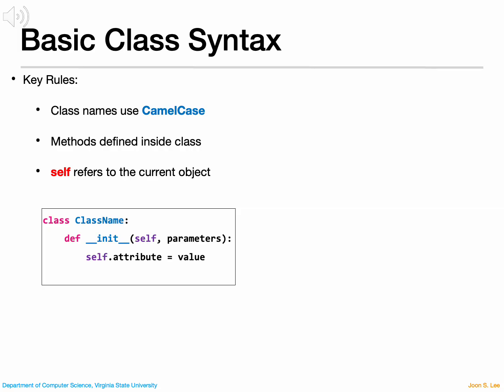This method runs automatically when an object is created. Inside the constructor, self.attribute equals value creates an instance variable that belongs to the object. Every object created from this class will have its own copy of that attribute. If you forget self, Python will not know whether you're referring to a local variable or an object's data, and your code will either fail or behave incorrectly. These rules may feel small, but they form the foundation of every object-oriented program you'll write in Python.